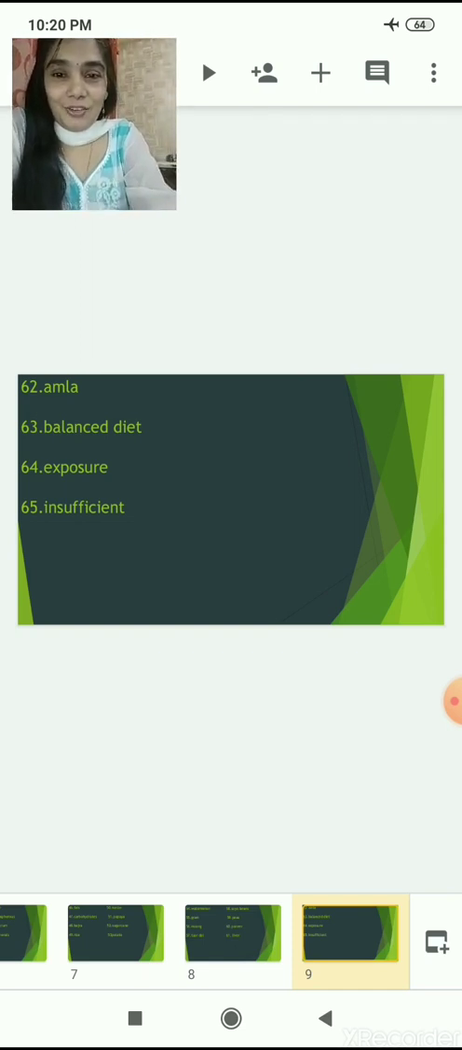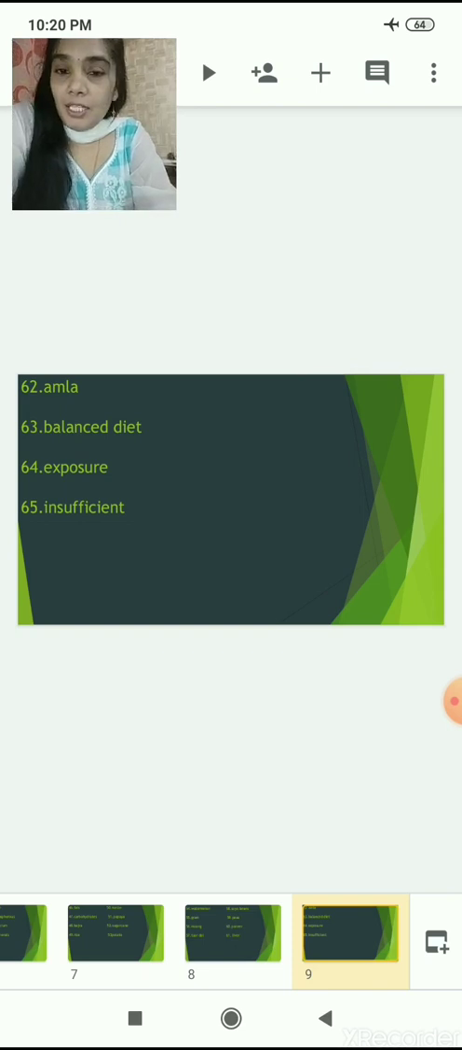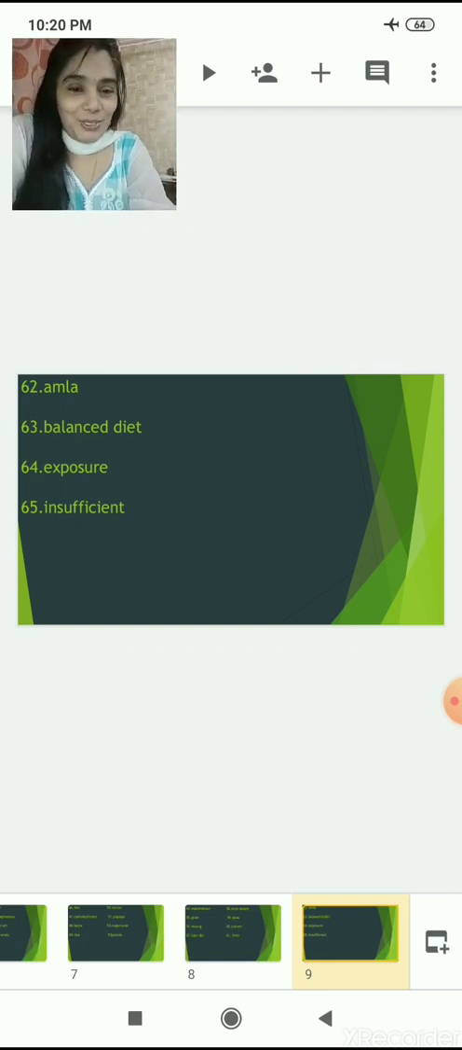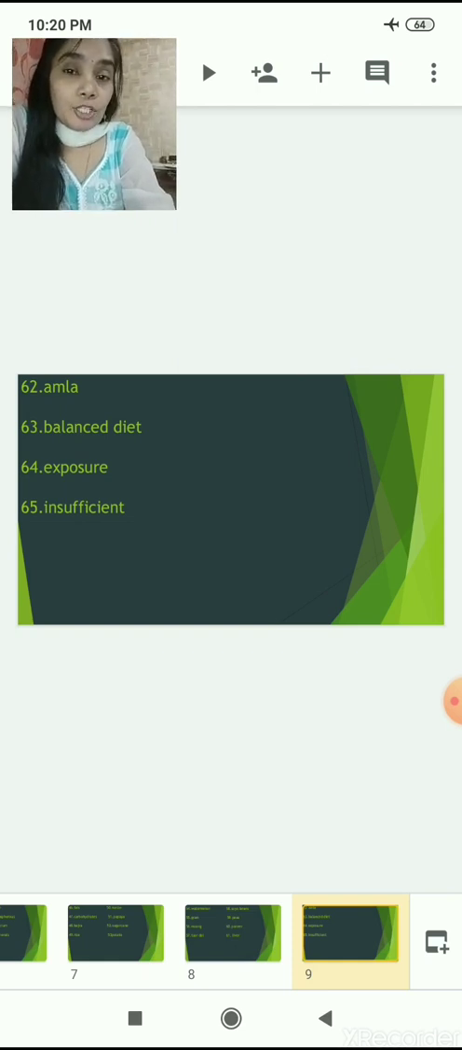So start, children. Amla, balanced diet, exposure, insufficient. Amla, balanced diet, exposure, insufficient. So this is the end of the new words of this lesson 2, components of food.